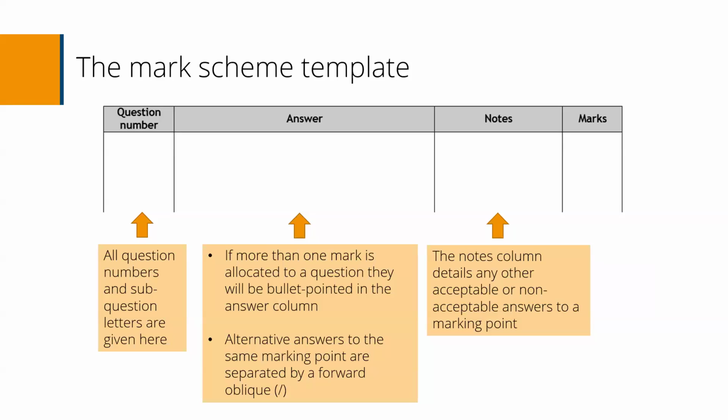So, the mark scheme template that's used, you have the question number, which has the number and sub questions, so 1A.3 or 2B3 or 2B1 or whatever. It then gives you the middle column. If more than one mark is allocated a question, then there'll be bullet points in the answer column. Alternative answers are separated within a marking point using a slash. And the notes column shows acceptable and non-acceptable, and the marks column is the final one.